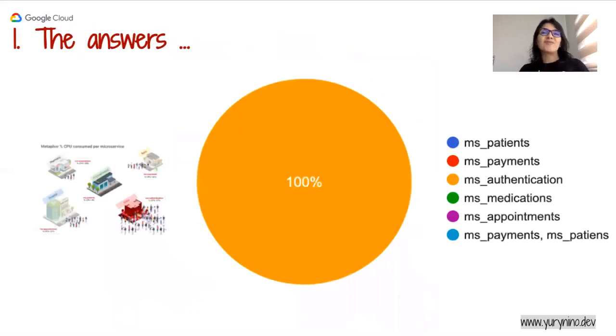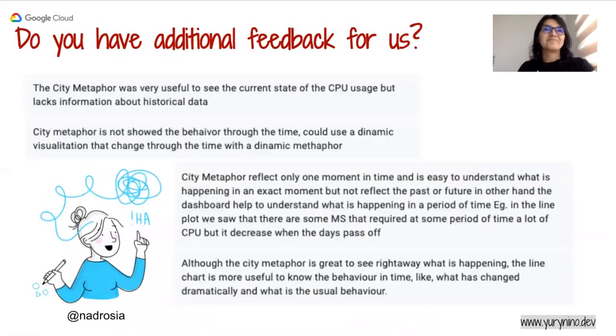As you see, the visual metaphor was more useful than the traditional dashboard. All participants agreed that the microservice impacted by a high utilization of CPU was authentication. Although it is not a strict proof for my hypothesis, it is a fact that colors, shapes, and size change the perception of the participants. The open answers of some participants confirmed what I am saying. For example, the first one says that the city metaphor was very useful to see the current state of the CPU, although they claim that it didn't show the behavior through time.